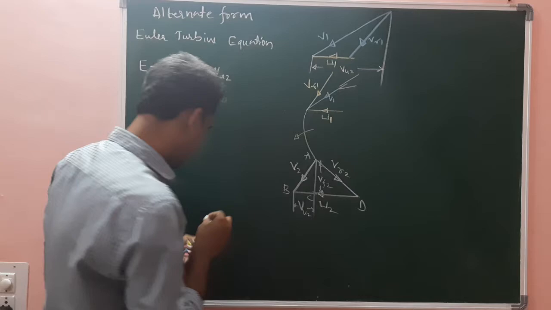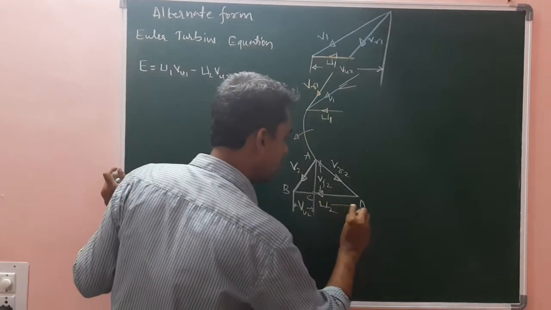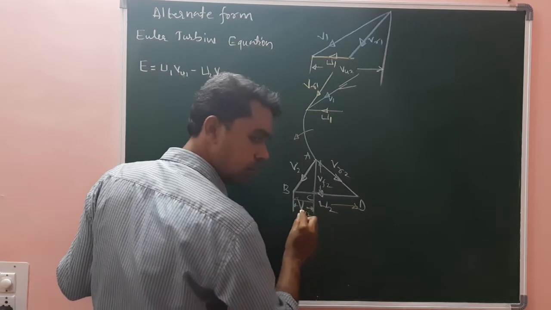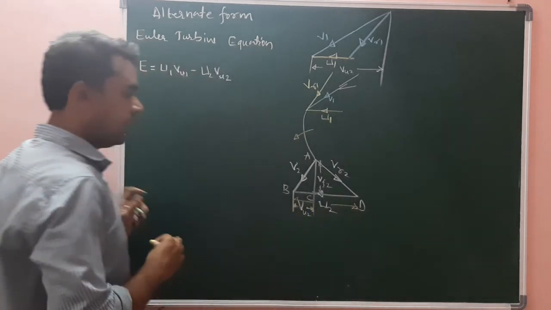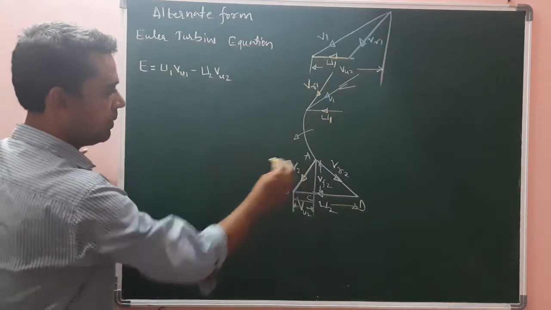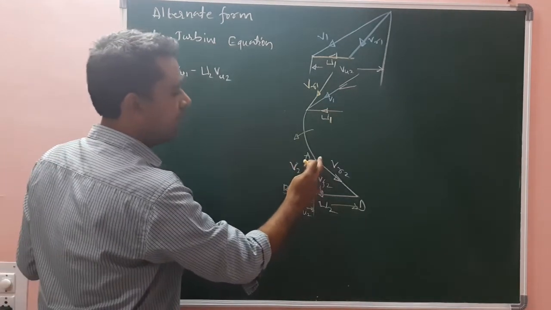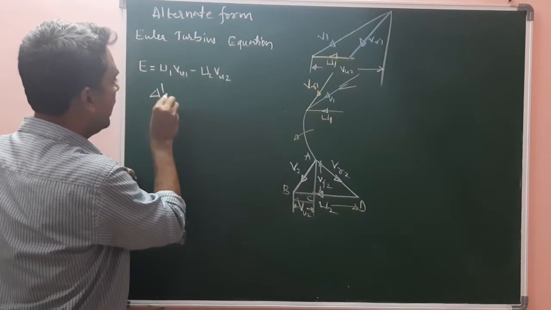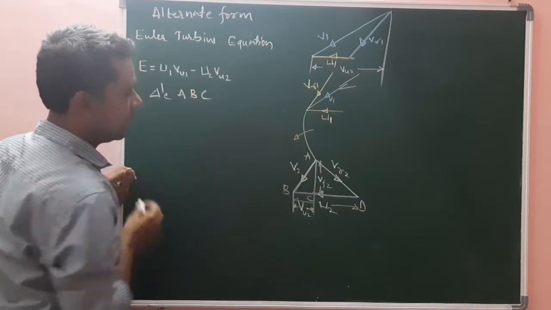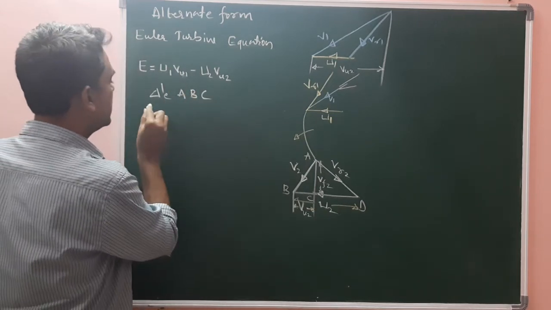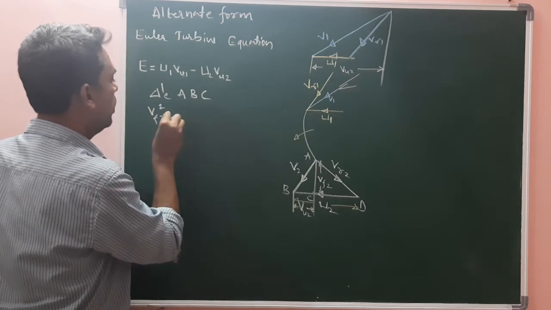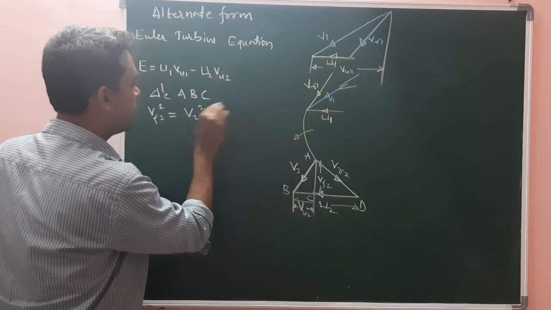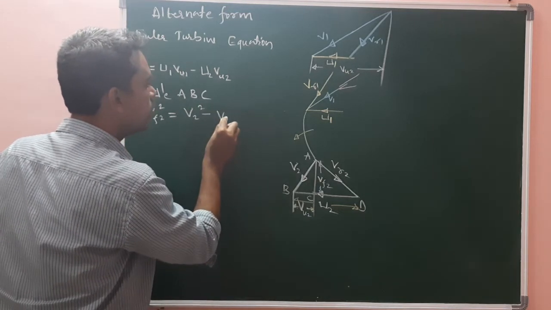This one will be U, this one is U, and this is Vu. There are two right angle triangles, ABC and ACD. From triangle ABC, using Pythagoras theorem, Vf2 square is equal to V2 square minus Vu2 square.